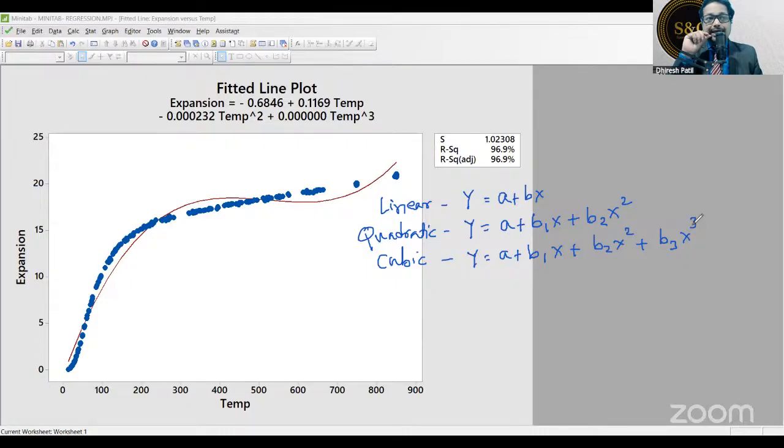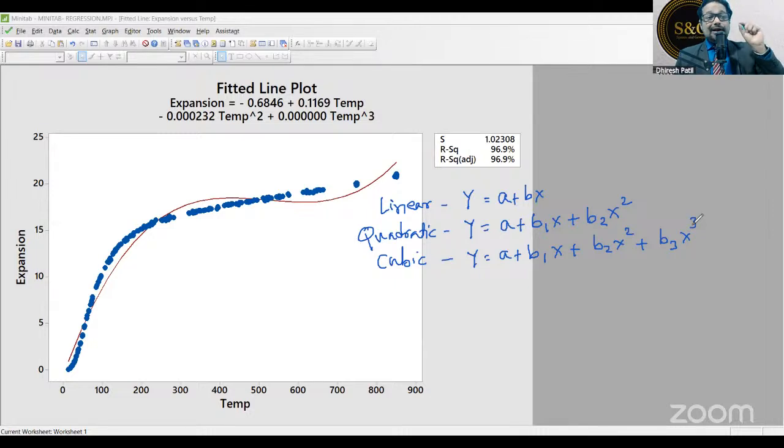As we go deeper, understand this. In the cubic model, the curvature is fitting to all the curves which are there. That is the reason our R square value is very close to 97%. That means we can predict the value of Y from the value of X with 97% accuracy. Are you understanding?